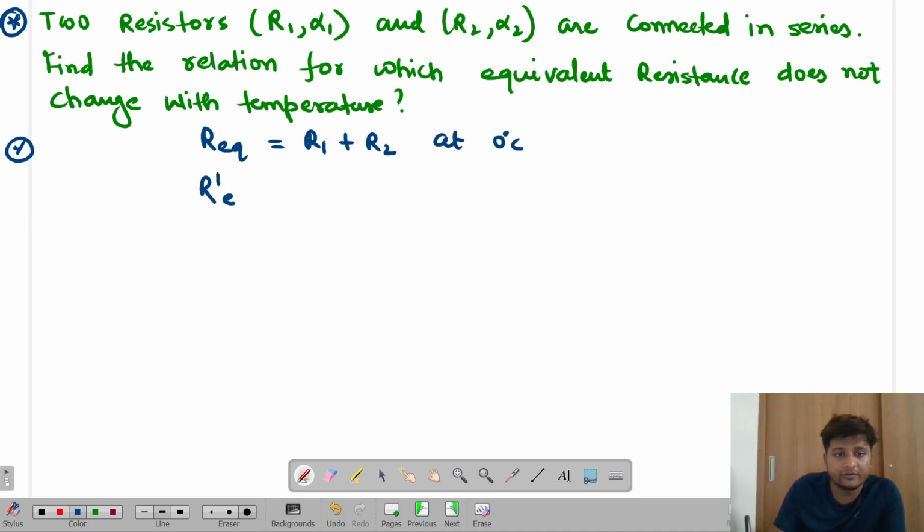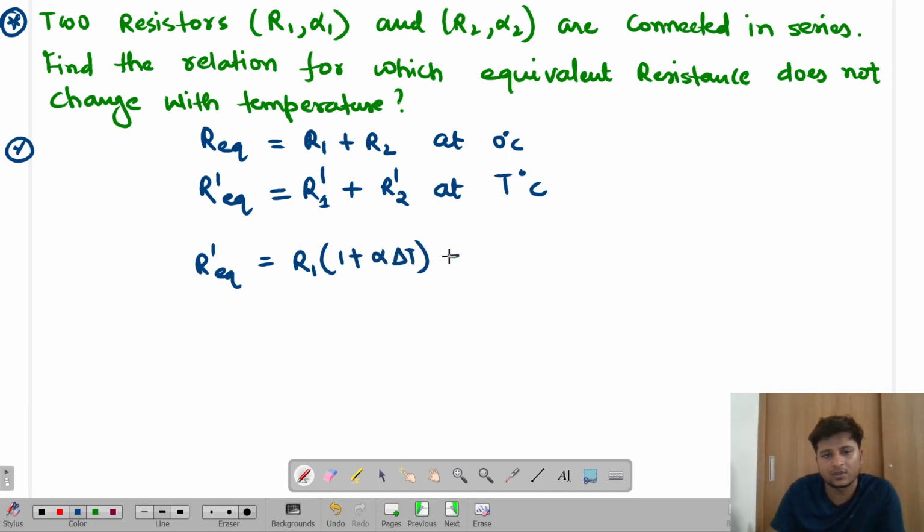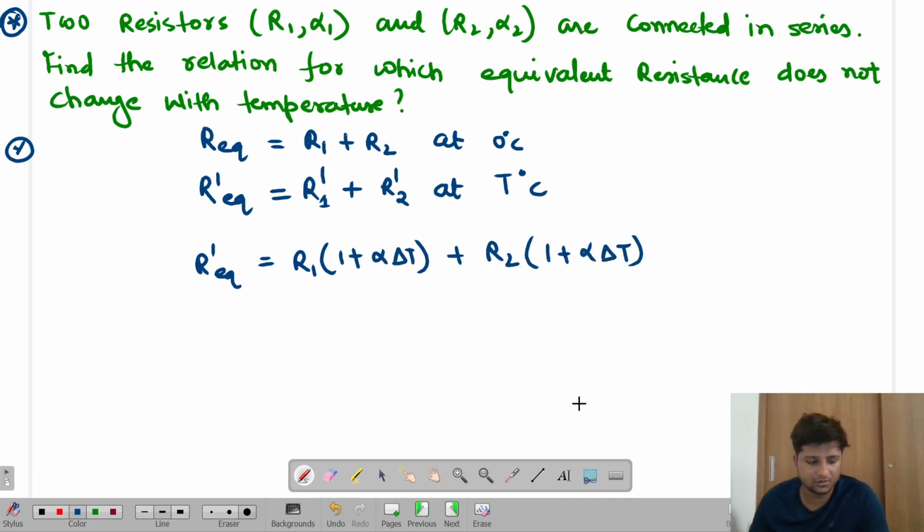It will be R dash equivalent, and this one will change, R dash 1 plus R dash 2, at some random temperature T degree centigrade. Are you able to get me or not? So what is R dash 1? R dash equivalent is simply R1 into 1 plus alpha delta T, plus this R2 dash is R2 into 1 plus alpha delta T. Are you able to get me?